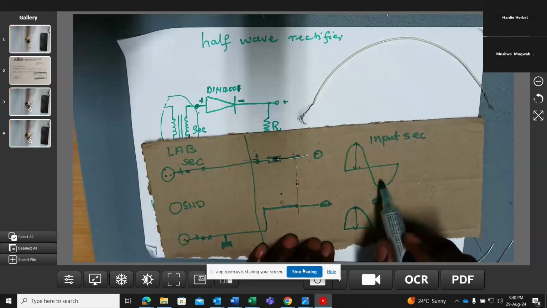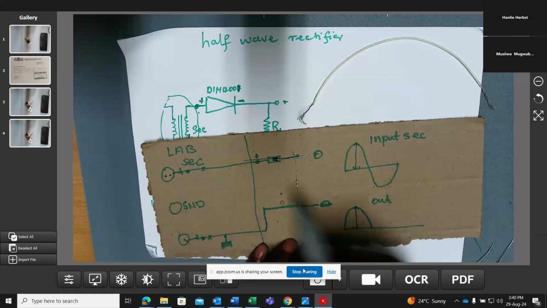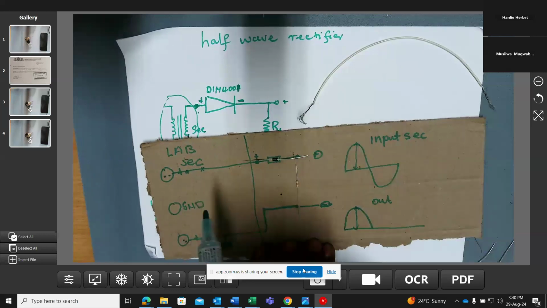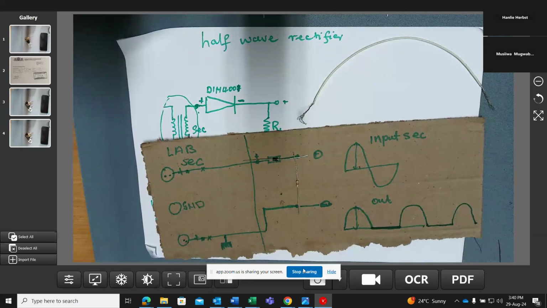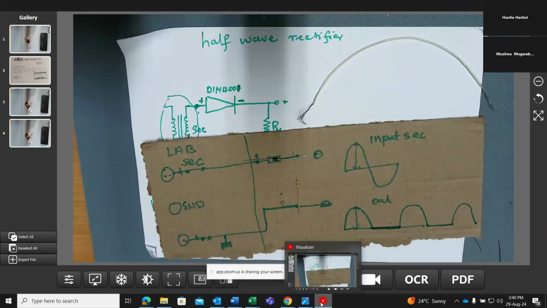Then during the negative cycle, which means you are looking at the current going in this direction here, the diode blocks, and you will see that your graph will look like this. This will keep on happening up until you disconnect your circuit, which means on the secondary side, this.